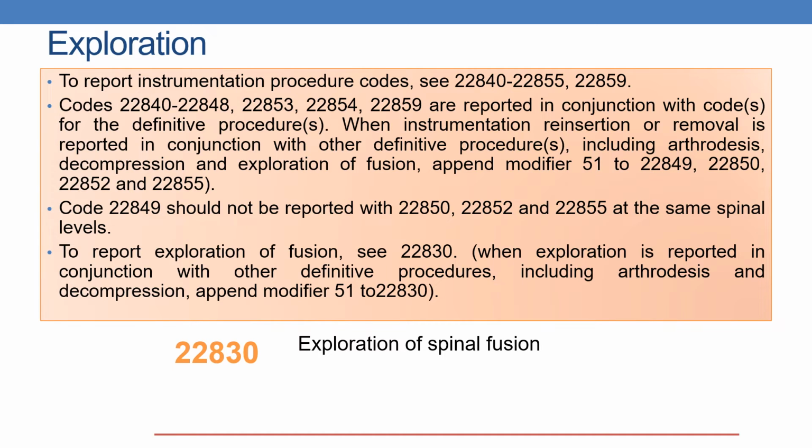And to report exploration of fusion, you need to code 22830. And whenever spinal exploration is done in conjunction with other definitive procedures, including orthodesis, decompression, you need to append 51 modifier to 22830. So the only CPT of spinal exploration is 22830, which is nothing but exploration of spinal fusion, any region.